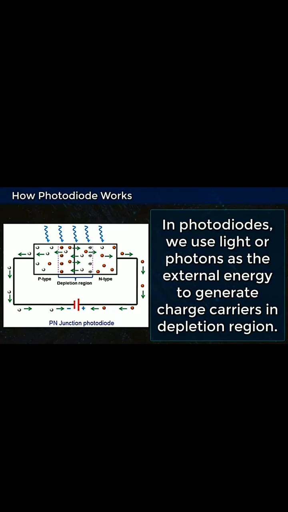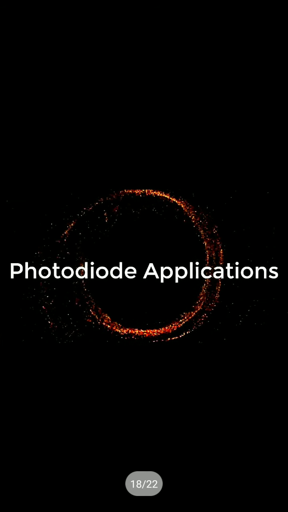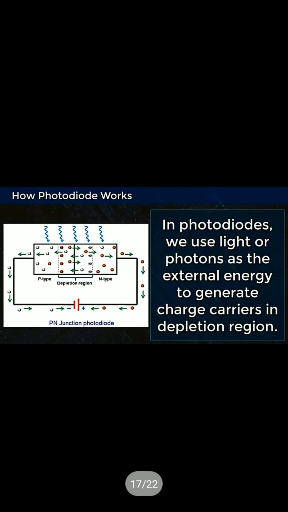From those immobile charges, due to the light energy, the electrons gain some energy and break the covalent bond and convert to free electrons. So if a free electron is generated, then we also get a free hole. Now this free electron and free hole act as charge carriers.